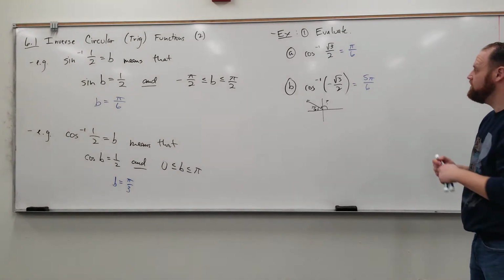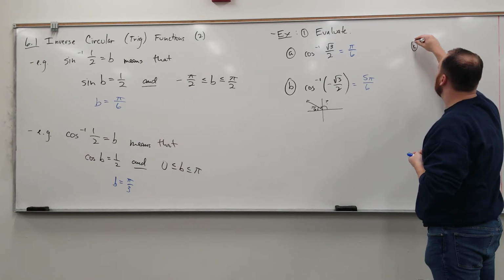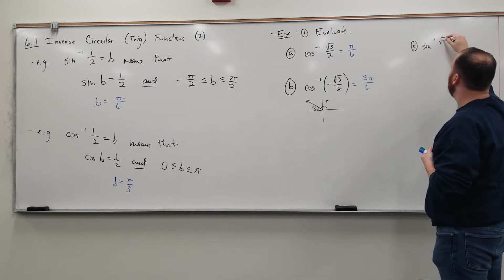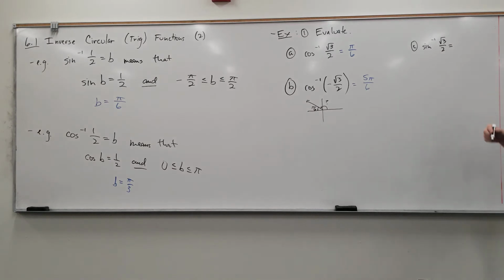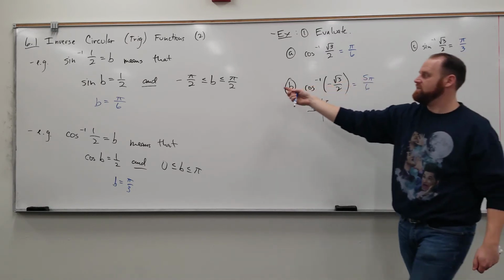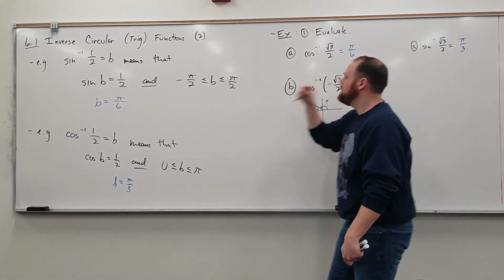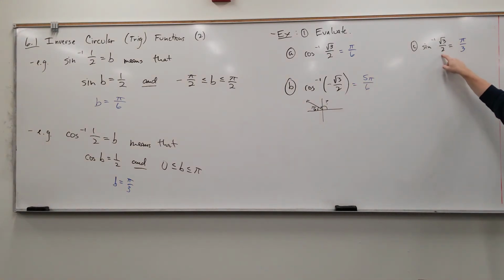Let's see if we can do the same thing for sine. I'll let you think: sine inverse root 3 over 2. Give the video a pause, see if you can figure it out. Okay, so I'm thinking this one's got to be pi over 3. That's the only angle that lives between negative pi over 2 and pi over 2 such that sine of the angle is root 3 over 2.